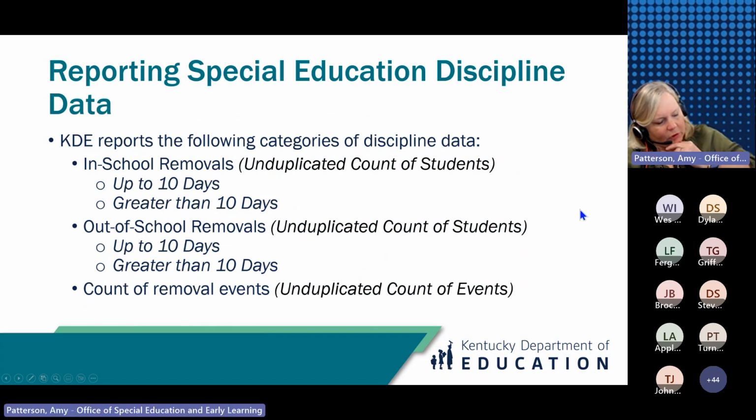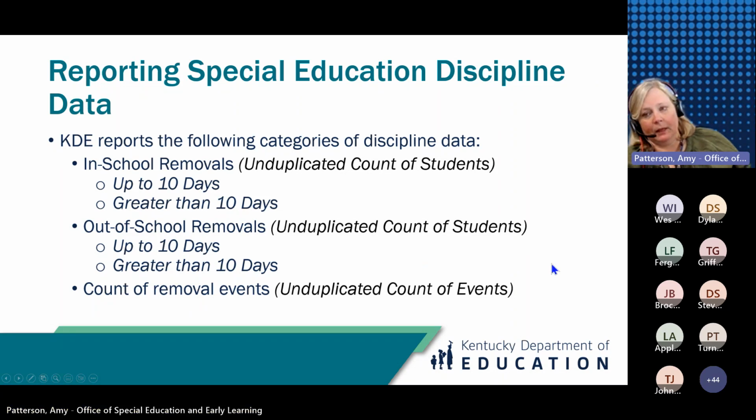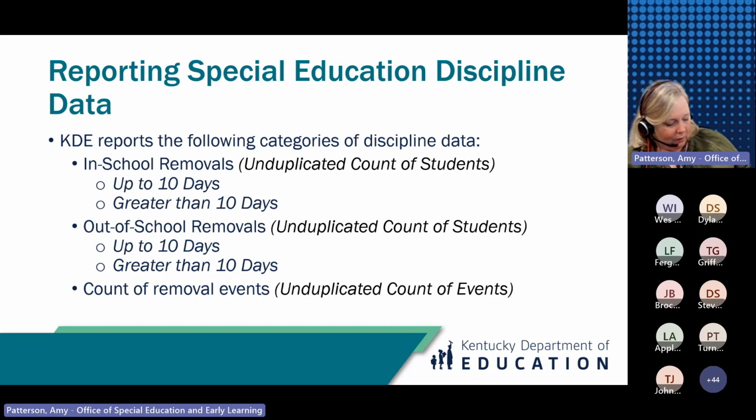So these are what we look at when it comes to special ed discipline reporting, and there is a misnomer out there that the only thing we care about is out of school greater than 10 days. And that is what Indicator 4 is. But that is not the only thing we care about. So we look at in-school removals, and basically we look at the number of kids that were removed less than 10 days, and the number of kids removed greater than 10 days. And then we do the same thing with out-of-school removals, where they were removed out of school less than 10 days or greater than 10 days.